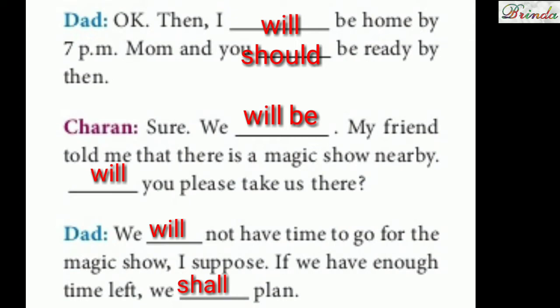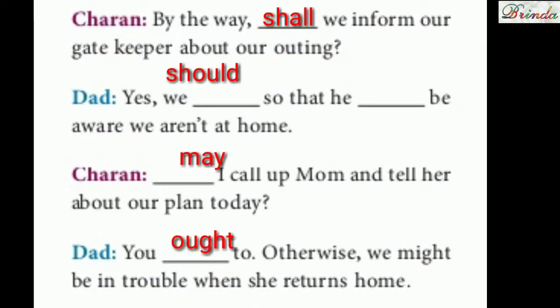My friend told me that there is a magic show nearby. Will you please take us there? So will you please? Okay, Dad says, we will not have time to go for the magic show. I suppose if we have enough time left, we shall plan. Charan says, by the way, shall we inform our gatekeeper about our outing? Dad says, yes, we should, so that he will be aware we aren't at home.